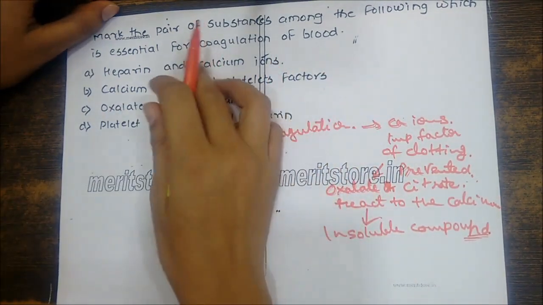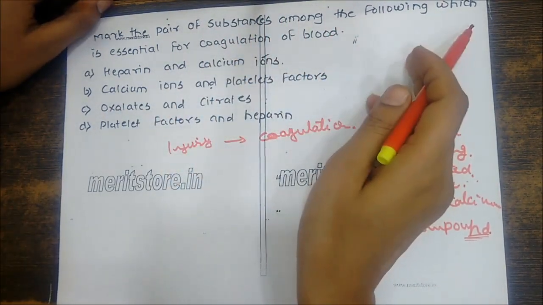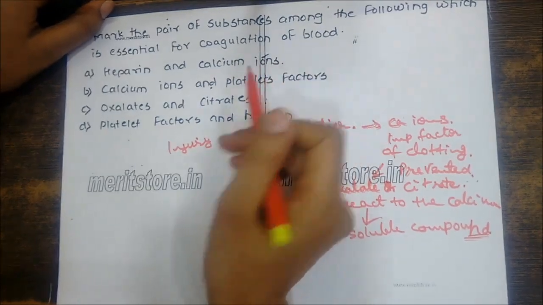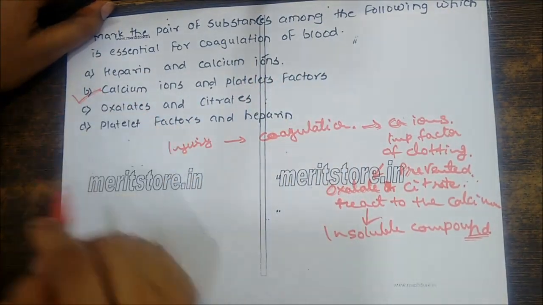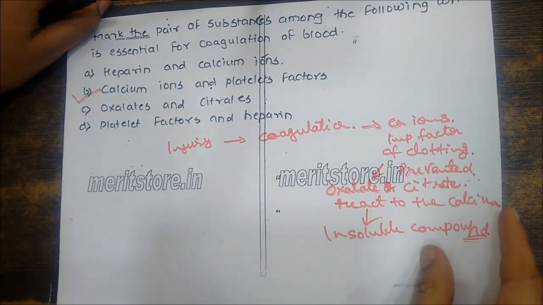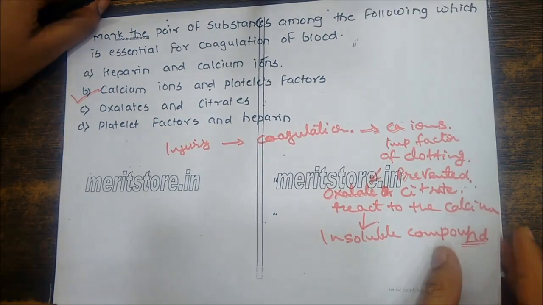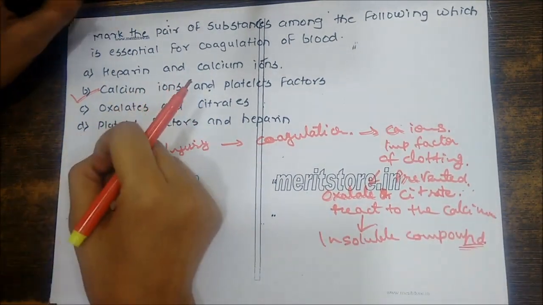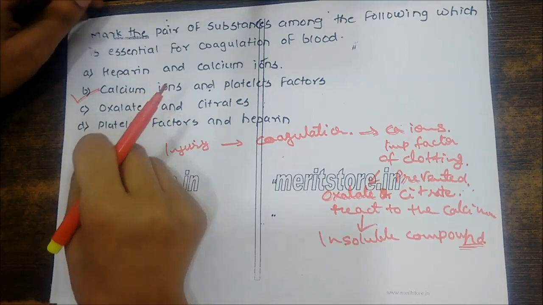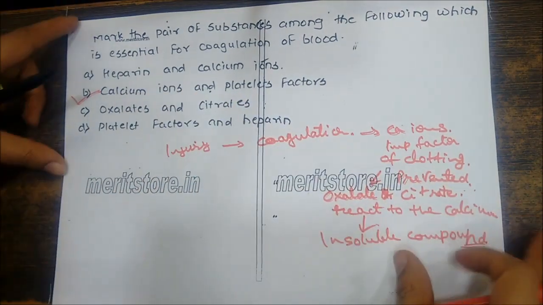So the pair of substances essential for coagulation of blood is calcium ions and platelet factors, which are found in blood. And we can prevent clotting by capturing these calcium ions with the help of oxalates and citrates. So our answer is B.